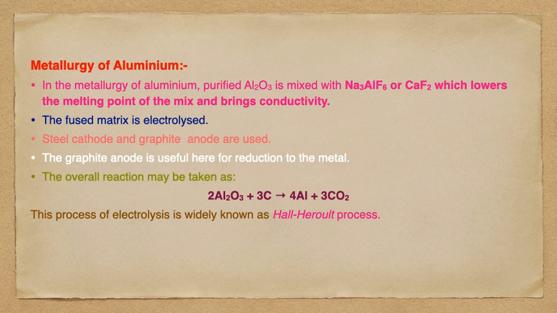The fused matrix is electrolyzed. Steel cathode and graphite anode are used. The graphite anode is useful here for the reduction to the metal. The overall reaction may be taken as Al2O3 plus carbon changing into Al and CO2. This process of electrolysis is widely known as the Hall process.